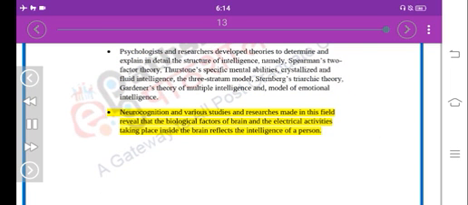Neurocognition and various studies and researches made in this field reveal that the biological factors of the brain and the electrical activities taking place inside the brain reflect the intelligence of a person.